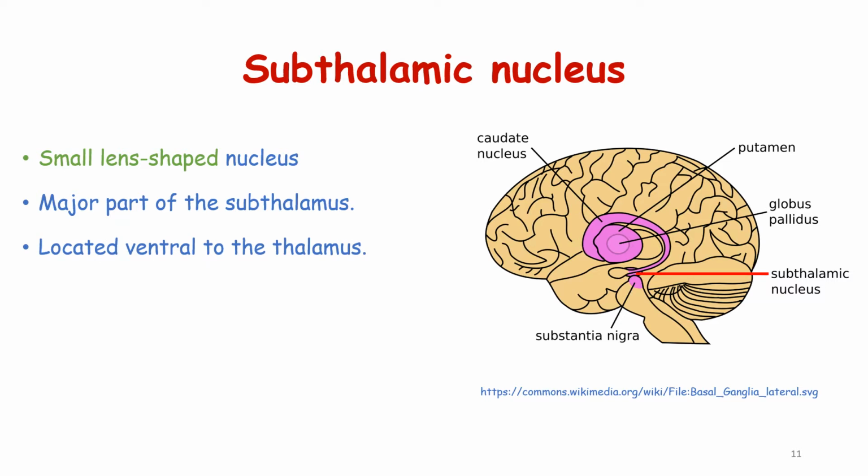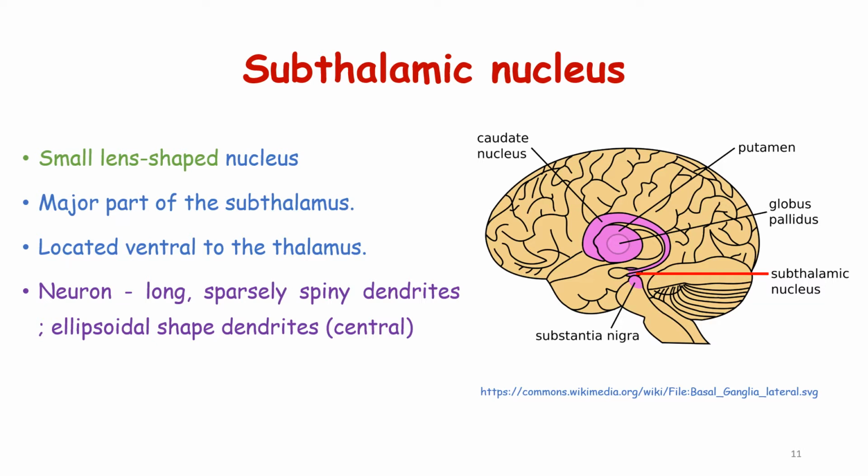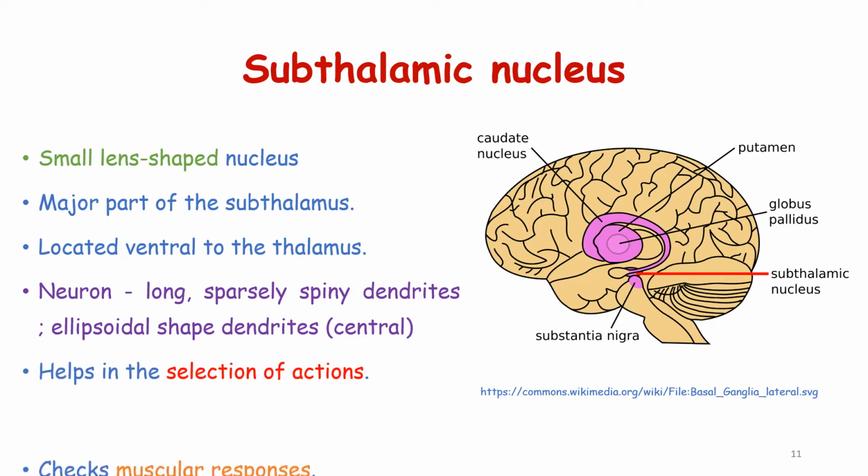The type of neuron found in the subthalamic nucleus has rather long, sparsely spiny dendrites. In the more centrally located neurons, the dendritic arbors have a more ellipsoidal shape. It helps in the selection of actions and checks muscular responses.